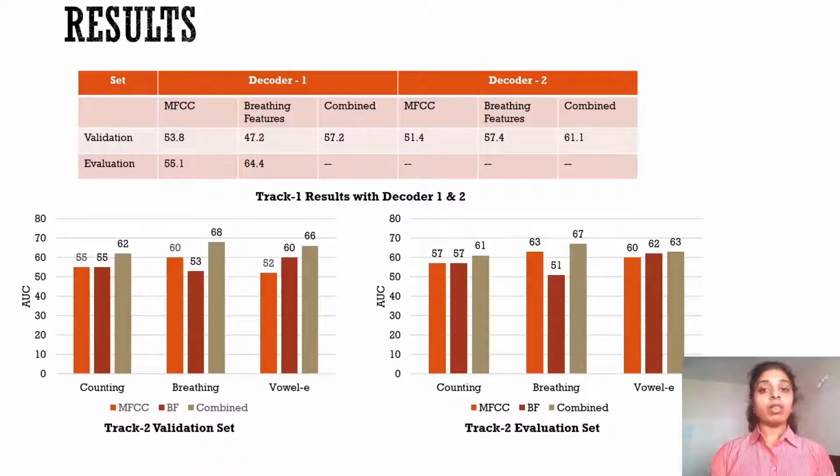For Track 2, breathing features perform the same as MFCCs for counting data and perform better than MFCCs for vowel E data. However, they perform poorer for breathing audio data. The feature set comprising both MFCCs and breathing features performs the best throughout, with a maximum AUC of 68% on validation and 67% on the evaluation set of breathing signals respectively. Thank you.